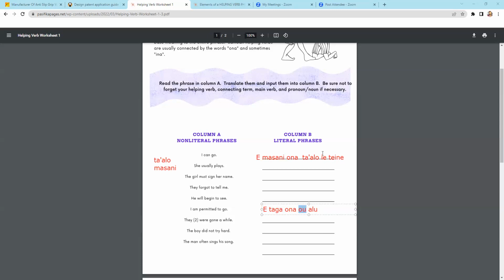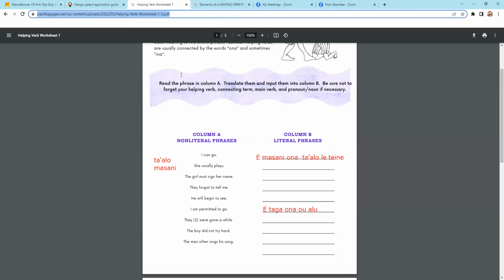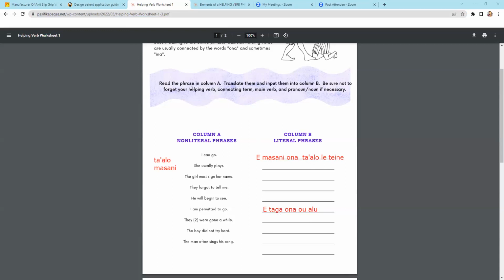Okay. So I'll put this worksheet as well in there. I'll put this worksheet in the chat as well. Okay, that's there. And now you guys can work on that.